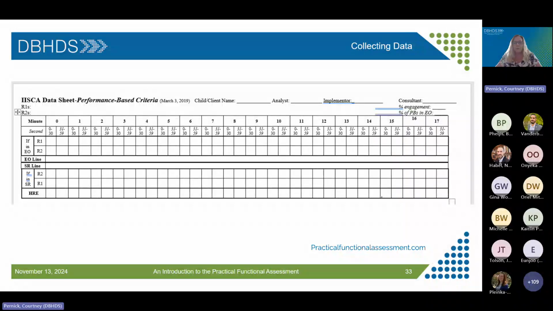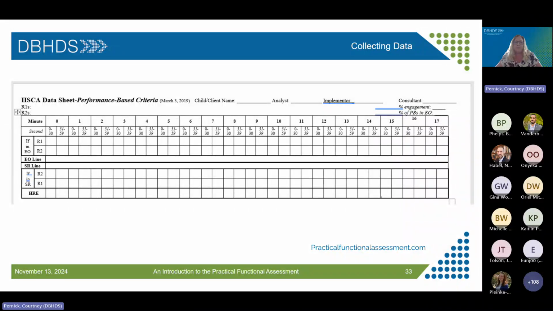So for those of you who are not familiar with this data sheet, it looks hopefully not too overwhelming. Here at the top is time. These are the minutes, and then those are further broken down into 30-second intervals. That's just the amount of time spent in the analysis. These two rows here, R1 and R2, are problem behavior that occurs during that EO context. R2s are the precursor behaviors, R1s are the more serious problem behaviors.